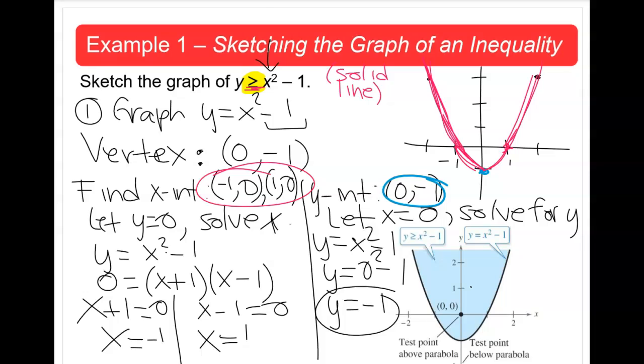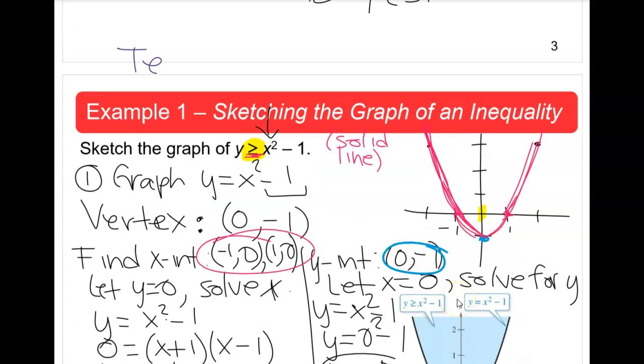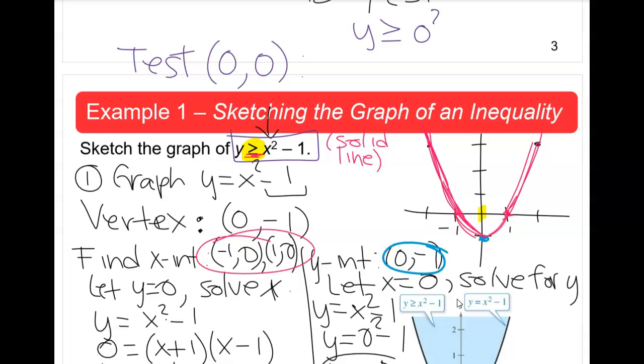Now we're going to test the region. And remember, I told you the easiest point to test is (0, 0), because you don't have to do much. So we're going to test (0, 0). We take the original inequality, y greater than or equal to x squared minus 1. Actually, I kind of rushed here. That should be x squared minus 1. Now we're going to substitute x with the 0, and also the y with a 0. That's how we test the point.